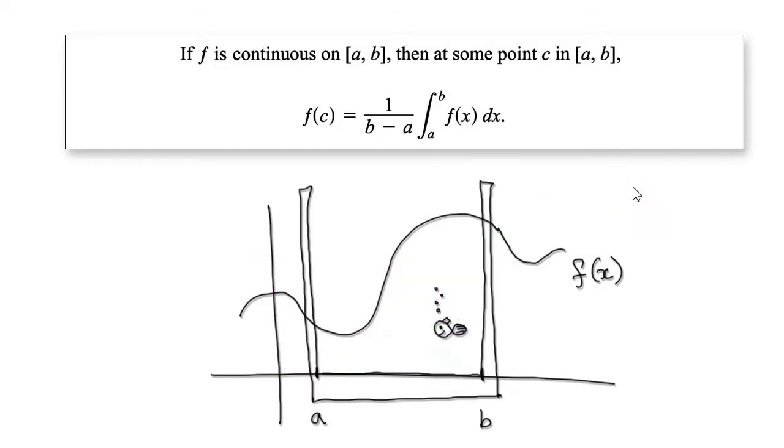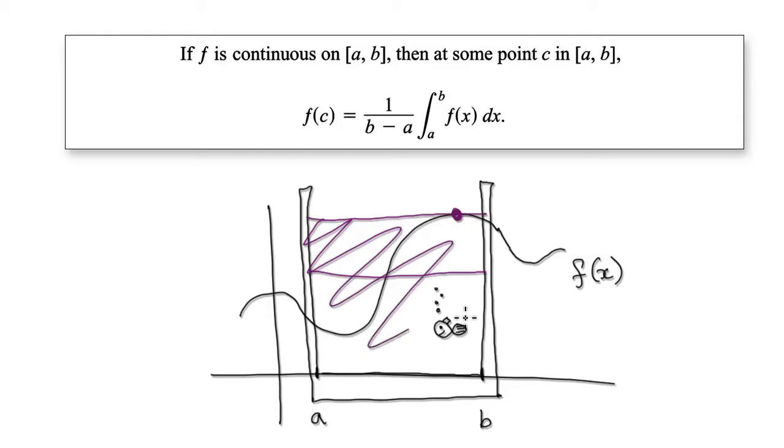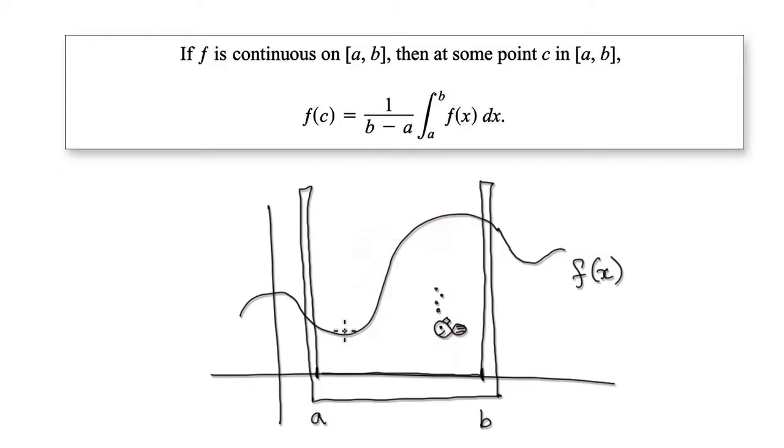And for sure, the water won't settle at the highest point of the function in between a and b. It won't settle up here, because if it did, where did this amount of water come from? So the water won't settle at the lowest point, and it won't settle at the highest point of the function. It must settle somewhere in between.